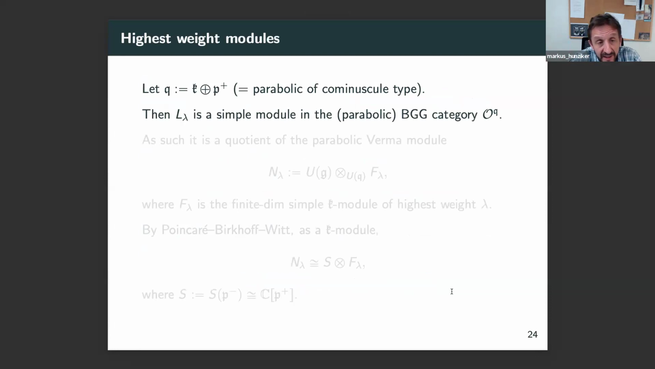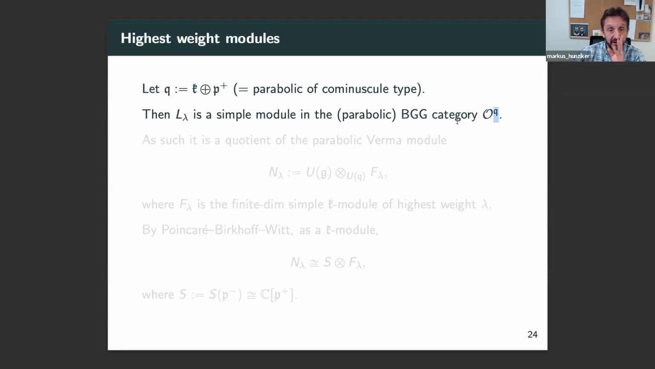In the following, a parabolic subalgebra of G plays an important role, namely K plus P plus. The K is this Levi factor isomorphic to GLN, and the P plus is this thing in the upper right corner, which is an abelian nilradical of a parabolic subalgebra with Levi Lie algebra K. This simple module L lambda, you can view it as a module in what people would call the parabolic BGG category O, and then O^Q, where Q denotes that parabolic.